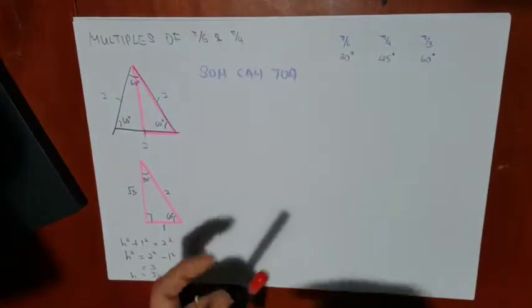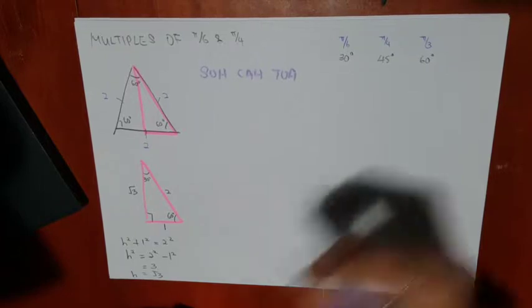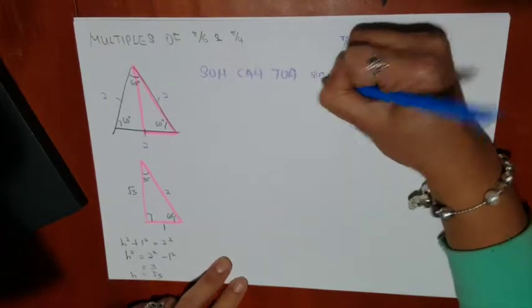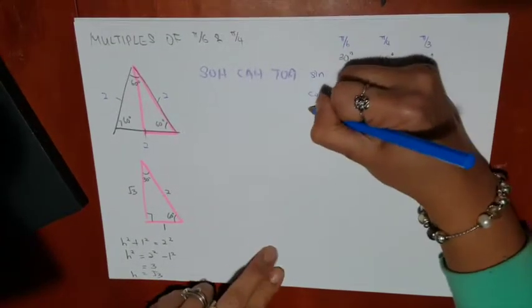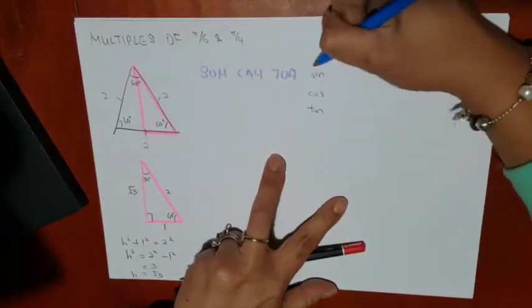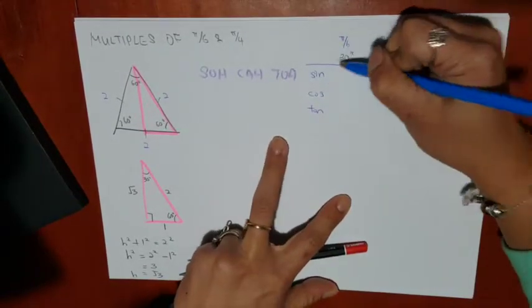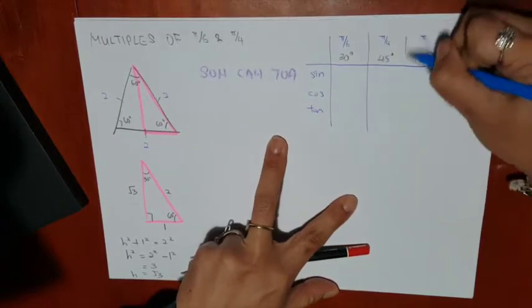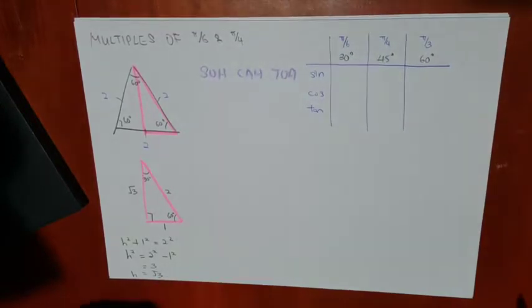And then we look at sine, cos, and tangent for these angles over here and make it into some sort of table. So we have a table here.